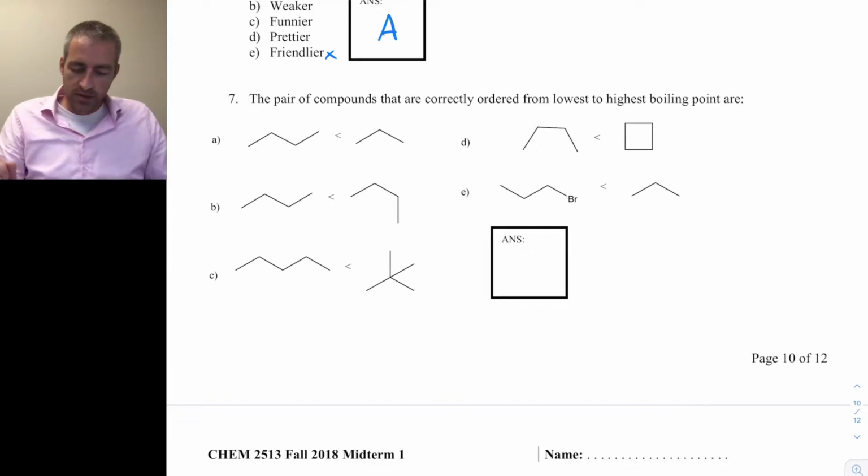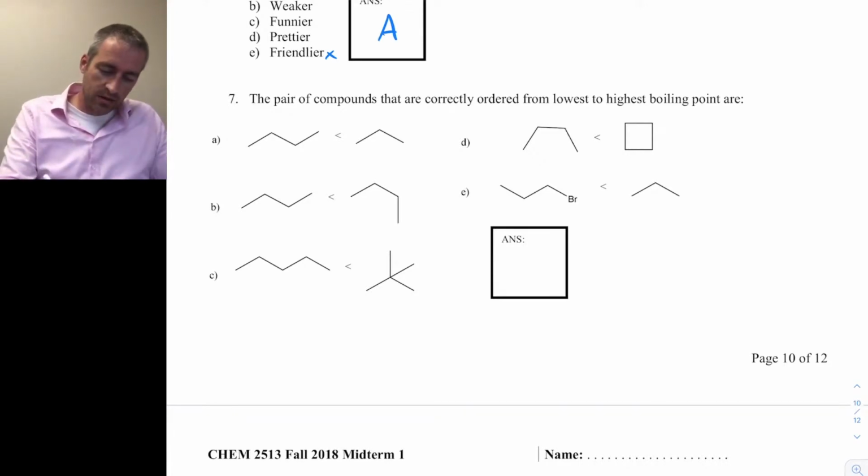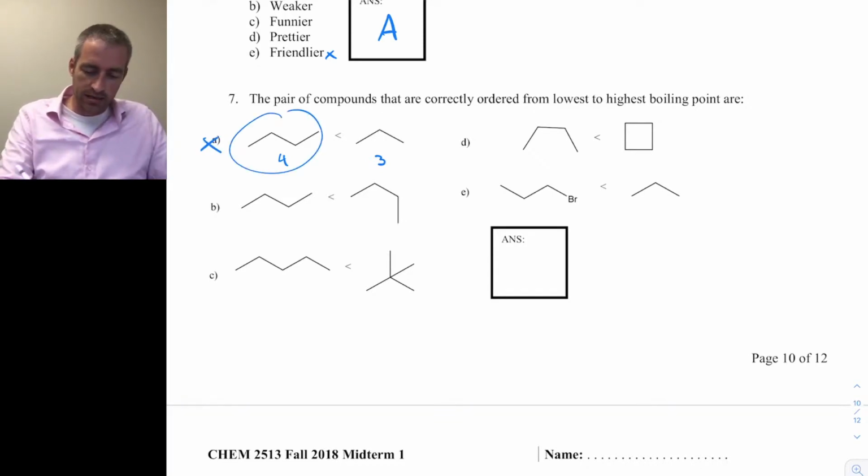The pair of compounds that is correctly ordered from highest to lowest boiling point. Oh, God. Okay. This one has 4 carbons. This one has 3. So I would expect stronger intermolecular forces and higher boiling point for this one. So that's not right. It's saying it's less. It should be greater. B, these two are the same compound. Both of these are butane. So they're equal.